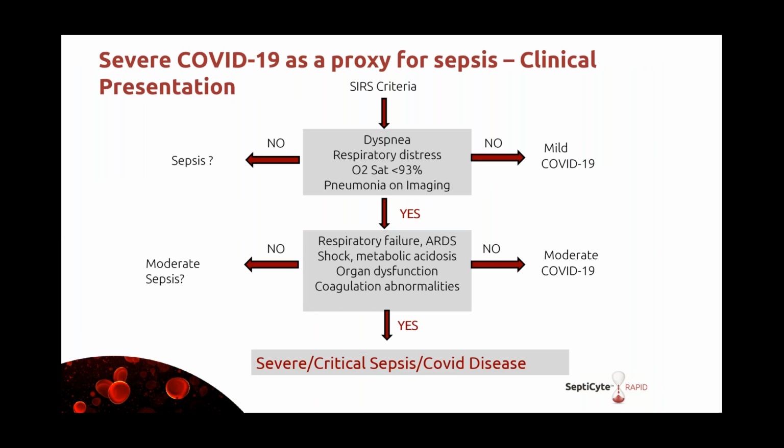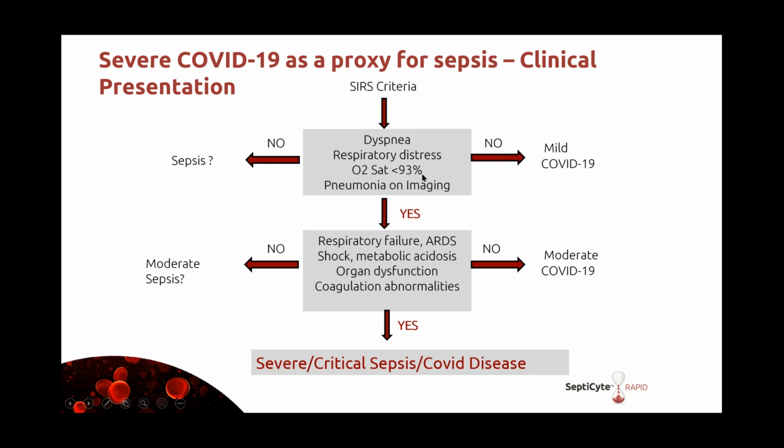When we use severe COVID-19 as a proxy for sepsis, these patients would present with SIRS criteria. If they have presence of dyspnea, respiratory distress, O2 saturation, pneumonia on chest X-ray, they would progress into a further development phase. If none of these are present, they may have mild bacterial sepsis or mild COVID.